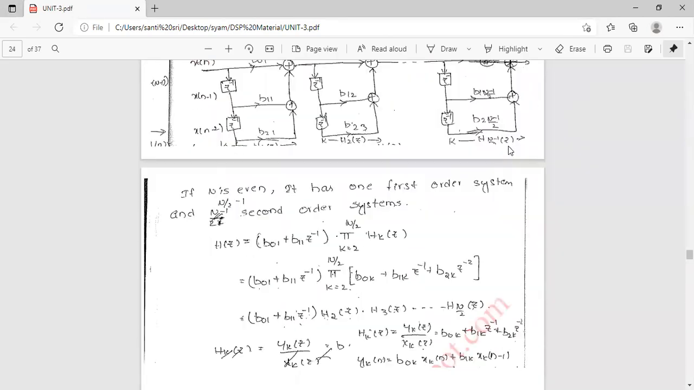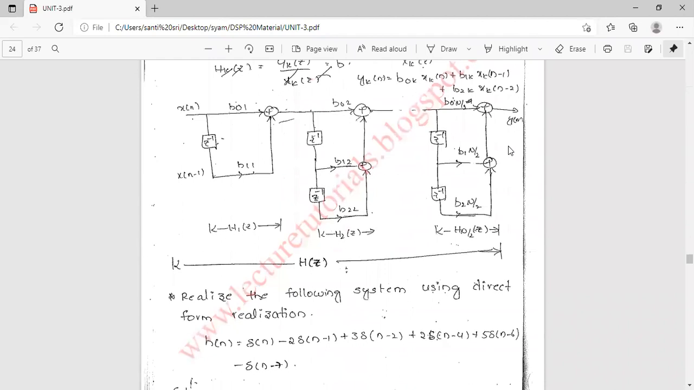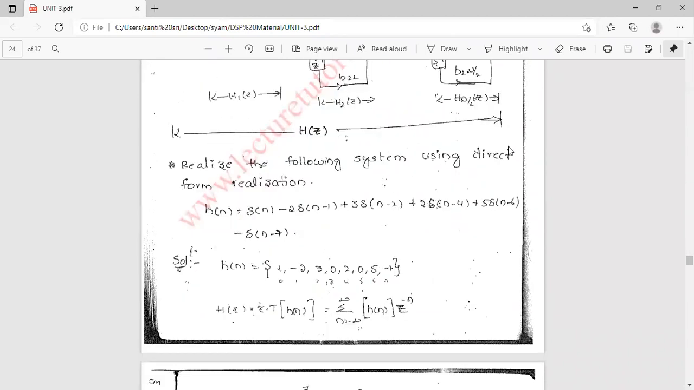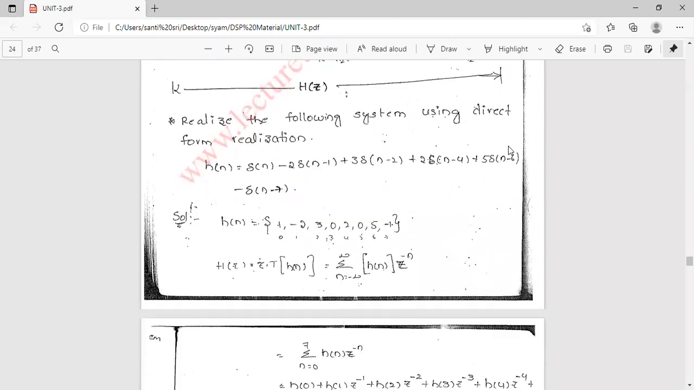And the third one, we're going to discuss about the third one. We will do this problem. Realize the following system using direct form realization. The given system is h(n) equal to delta(n) minus 2 delta(n-1) plus 3 delta(n-2) plus 2 delta(n-4) plus 5 delta(n-6) minus delta(n-7).